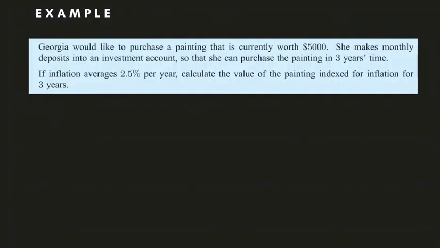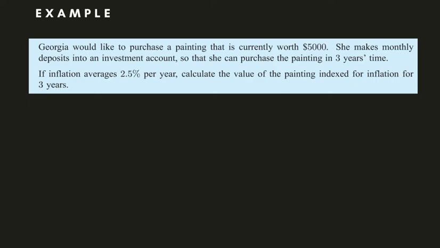Okay, let's carry on. And let's read this very, very carefully. It's not as tricky as it looks, but be careful. Georgia would like to purchase a painting that is currently worth 5,000. Right. Okay. So she makes the monthly deposits, and she can purchase the painting in 3 years' time. We've got inflation now as well, averaging 2.5% per year. Calculate the value of the painting indexed for inflation for 3 years.